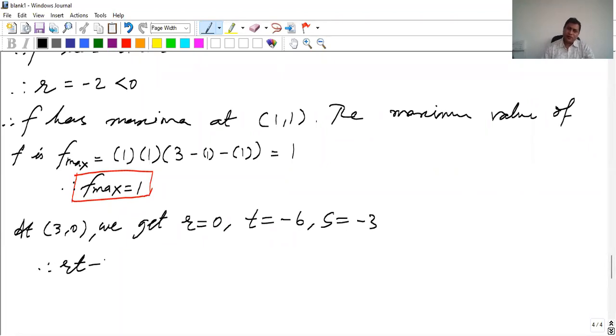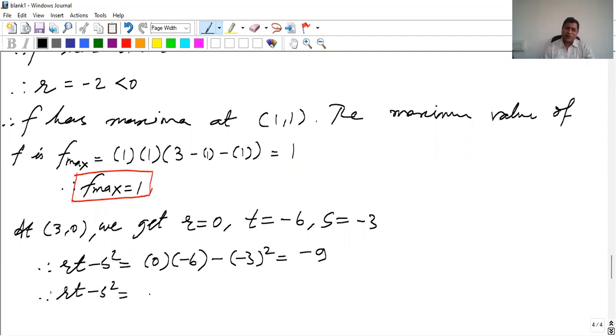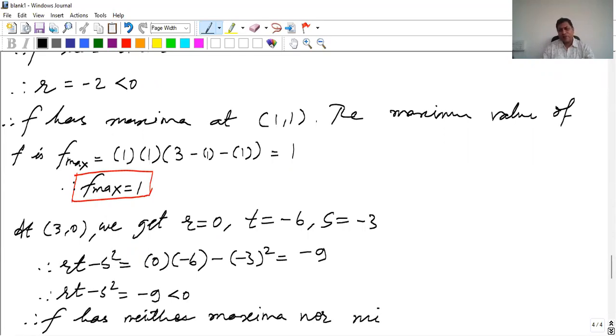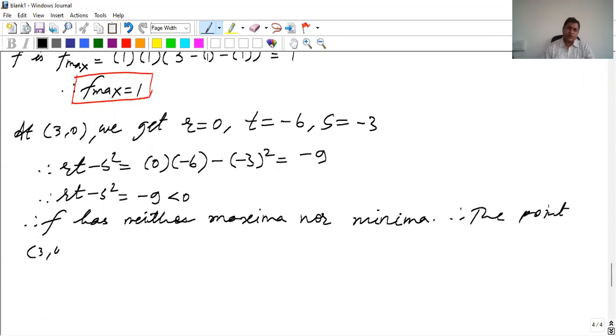And hence, what will we have? RT minus S square. So it is 0 into minus 6 minus minus 3 square. So is it minus 9? Yes, sir. So RT minus S square is equal to minus 9. Is it greater than 0 or less than 0? Less than 0. So what will happen to the function? It will have neither maxima nor minima. And hence, what can we say? This point 3 comma 0 is a saddle point.